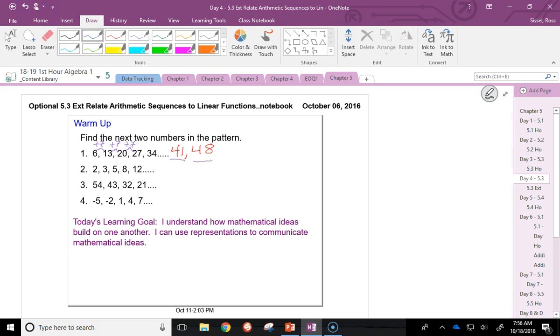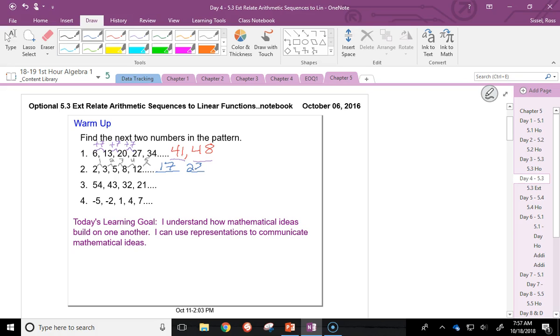2, 3, 5, 8, 12. What's the next number? What did you get? 17. How did you get 17? So 1, then 2, then 3, then 4. So we're going to add 5. So this time we need to add 6. So our next number is 23. Okay. Let's go to number 3.